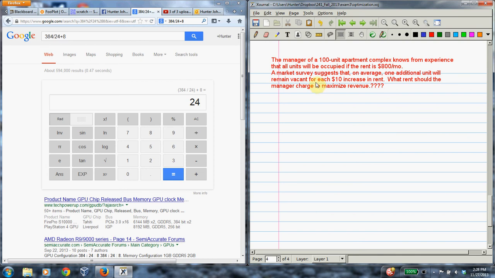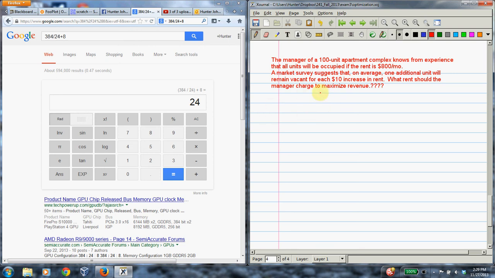This one says that the manager of a 100-unit apartment complex knows from experience that all units will be occupied if the rent is $800 per month. Not in New York City, right? This question needs to be updated. Actually, I guess they would all be occupied at $800 a month, but the landlord, that's definitely not the optimal price. A market survey suggests that on average, one additional unit will remain vacant for each $10 increase in rent. What rent should the manager charge to maximize revenue?